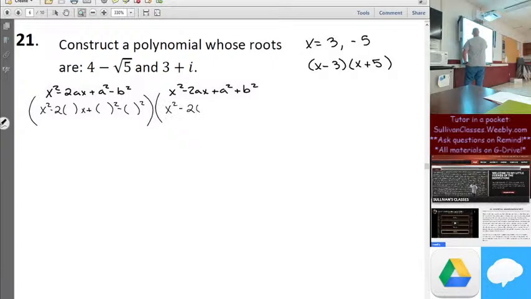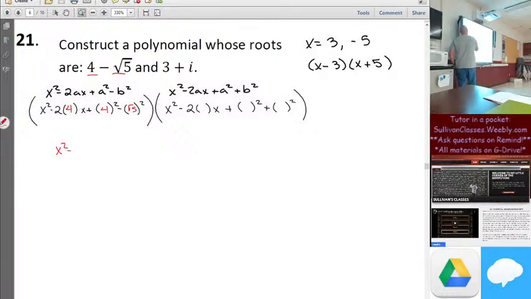x squared minus 2 thing x plus thing squared plus thing squared, shoop. And I say there's an a, there's a b. 4, square root of 5. Getting x squared minus 8x. 16 minus 5 is 11. Look at how much faster that is.